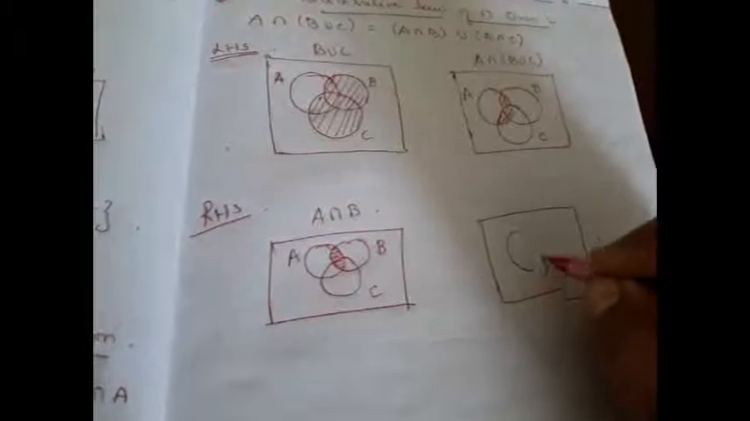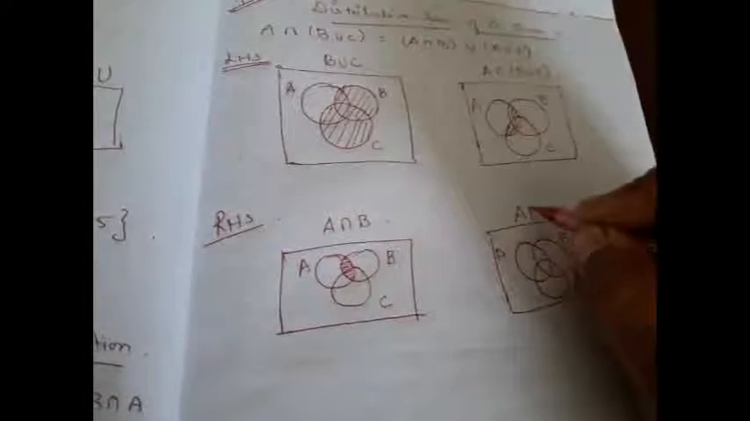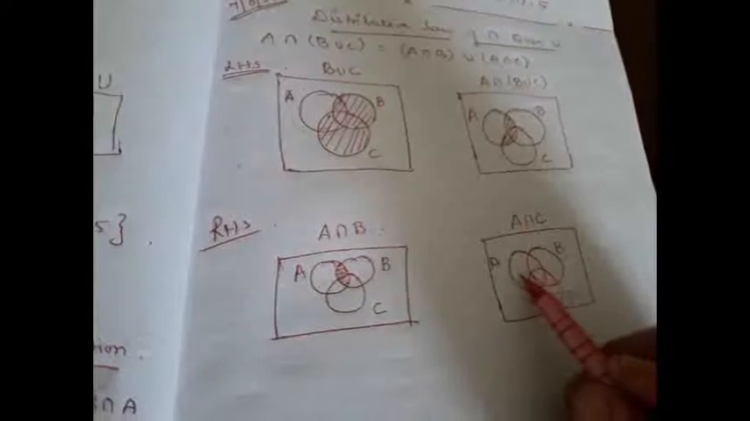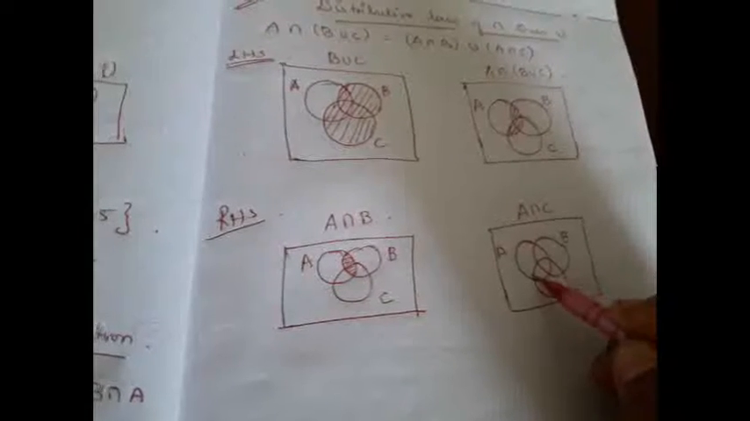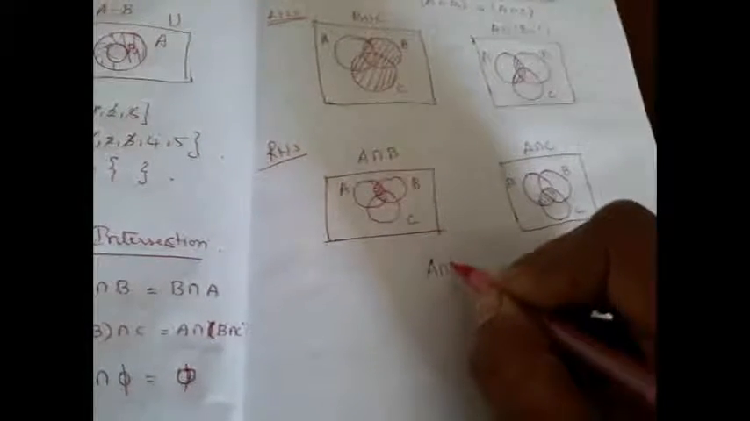Next we need to find what is your A intersection C. Again draw 3 circles A, B, C. Now we are going to find what is A intersection C. Now compare the circle A with C. This is your A and this is your C. So which is common in A and C? This region. This is A intersection C. Now we need to find A intersection B union A intersection C, right?